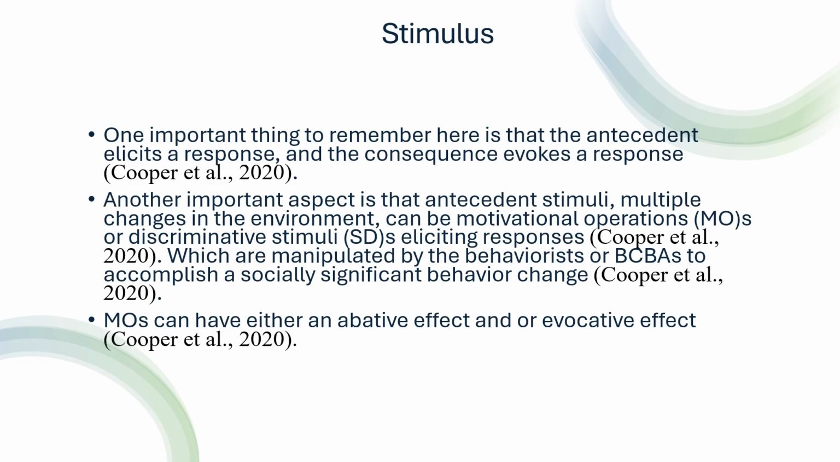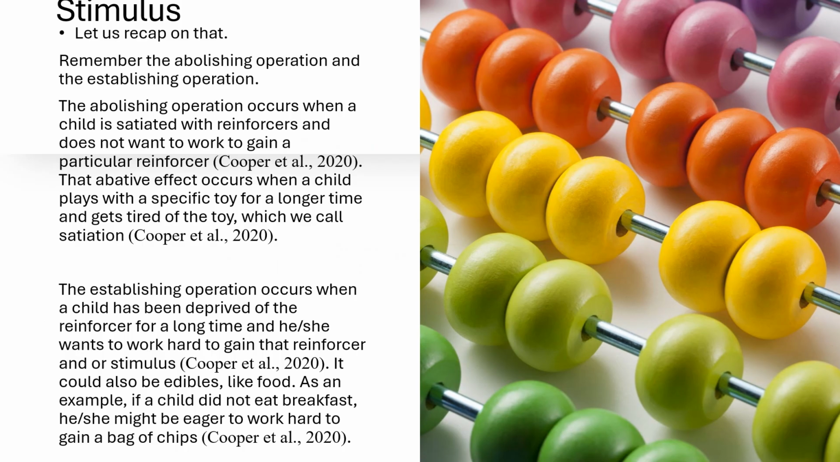Stimulus. One important thing to remember here is that the antecedent elicits a response, and the consequence evokes a response. Another important aspect is that antecedent stimuli, multiple changes in the environment, can be motivational operations, MOs, or discriminative stimuli, SDs, eliciting responses, which are manipulated by the behaviorists or BCBAs to accomplish a socially significant behavior change. MOs can have either an abative effect or an evocative effect.